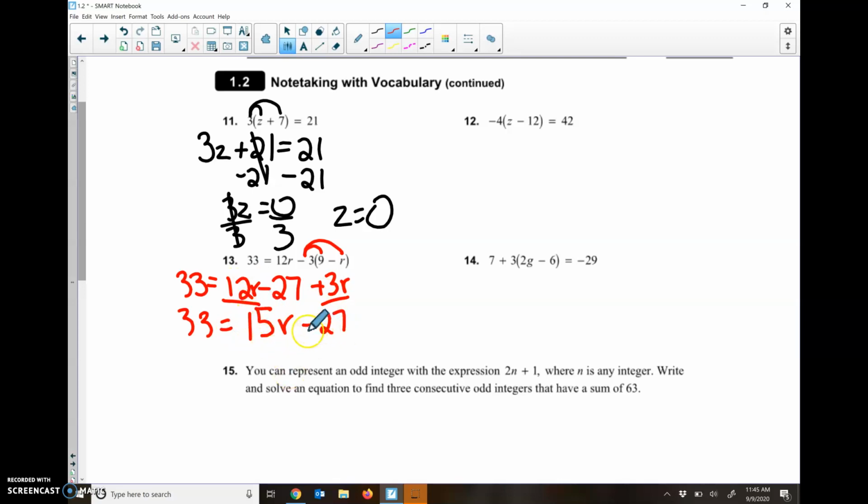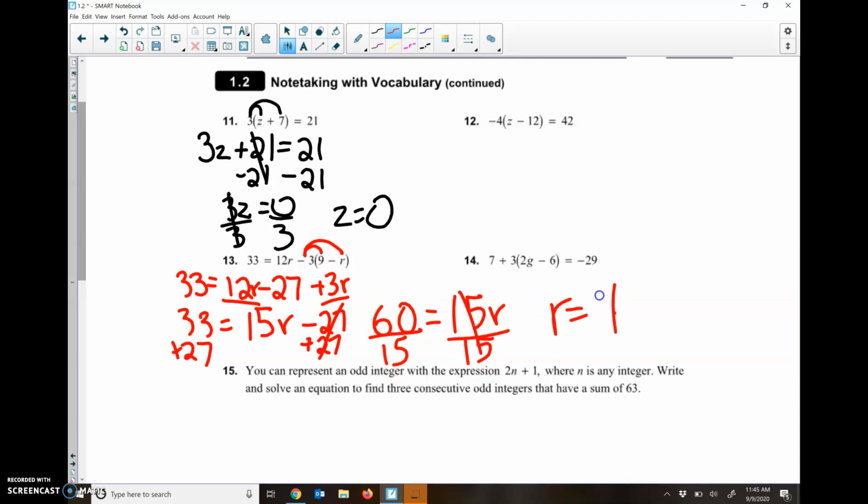I have 15r minus 27, so I'm going to add 27 to both sides. 27 plus 33 is 60. Equals 15r. And then divide both sides by 15. 60 divided by 15 is 4. Okay, so that'll probably be as hard as it gets right there, where you have to distribute before you start combining your like terms. So remember, distribute the thing on the outside of the parentheses to everything inside the parentheses.